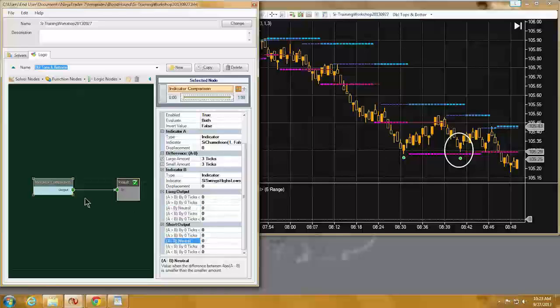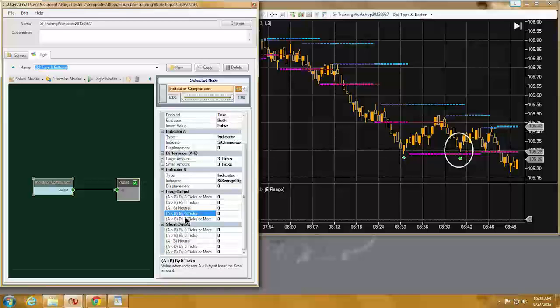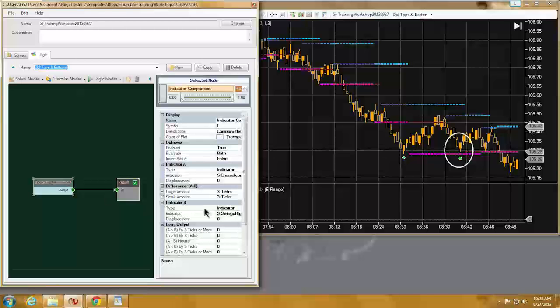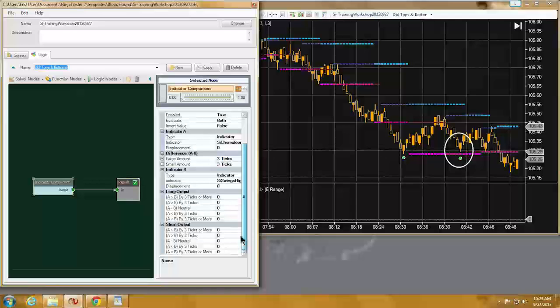And so now you'll notice sometimes these descriptions don't update. Even though I put 3 ticks in here, you can see it still says 0 ticks. The way to update these, if it's not updating for you, is you can just click on another solver and then click back. And now you can see the description updated. So now we have A greater than B by 3 ticks.